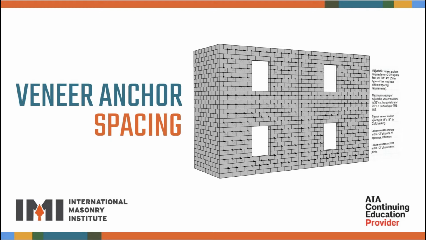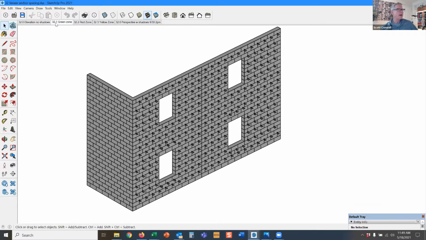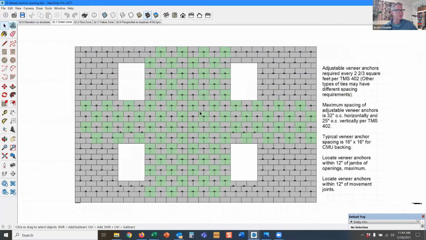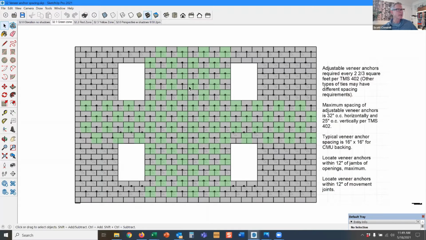Let's quickly talk about adjustable veneer anchors, also known as wall ties, but the code calls them veneer anchors. The green checkerboard pattern is 16 by 16. That's a lot closer together than the code requires. The code requires one every 2 2/3 square feet. If you look at every 16 by 16, that's something like every 1.7 square feet, I think it is.